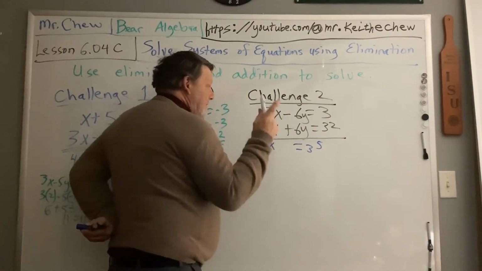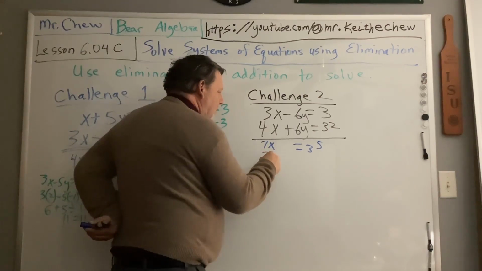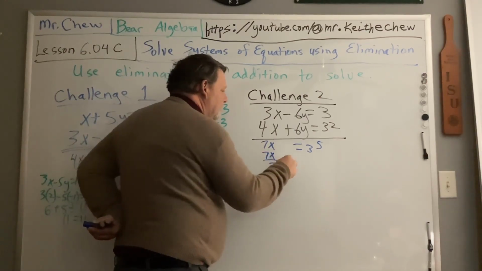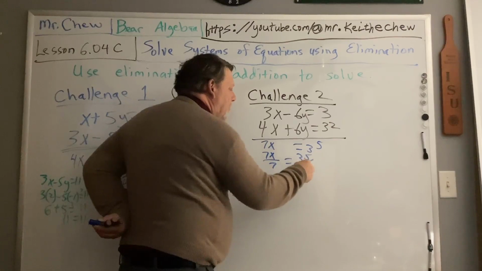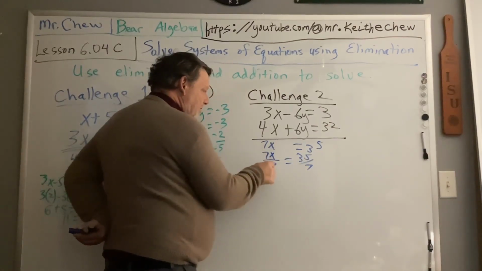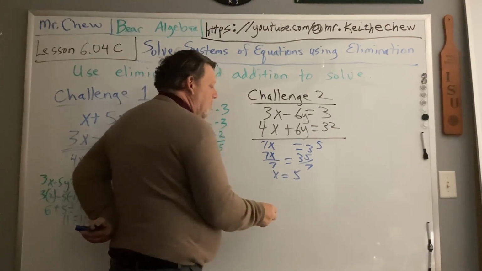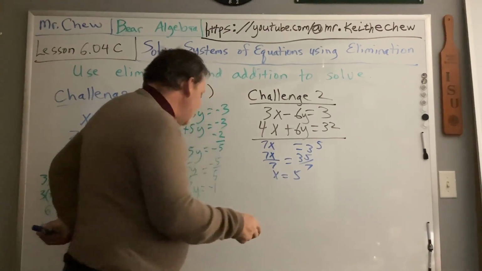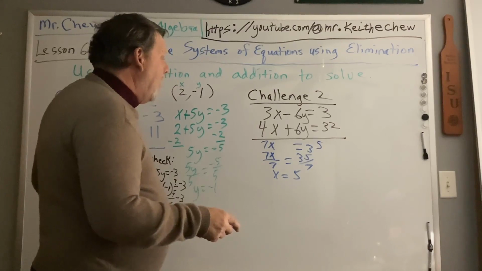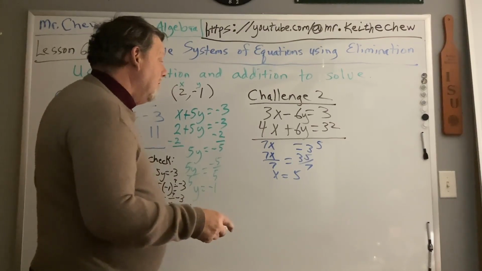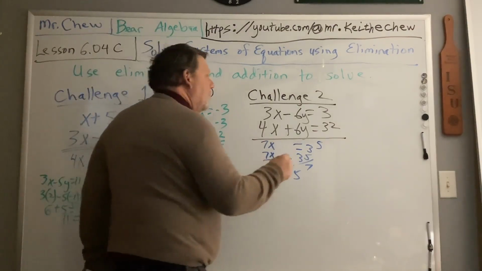I don't want 7x's, I want 1x. So I divide by 7 using the division property of equality. 7 over 7 is 1. 1 times x is x. So x equals 5. If x equals 5, now I can find what y equals by substituting.